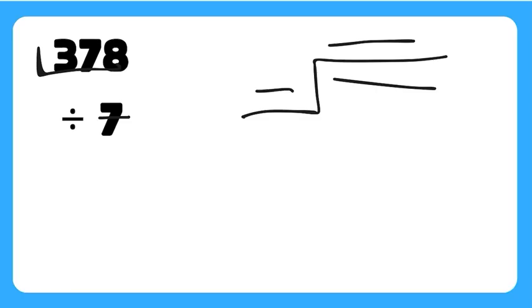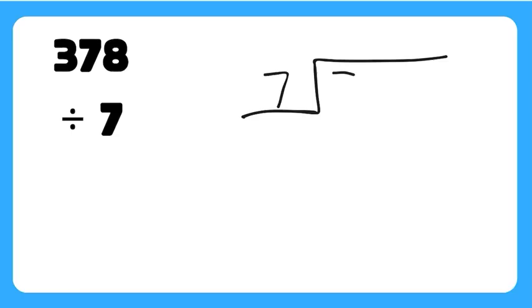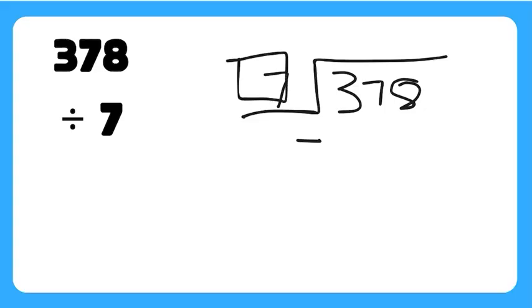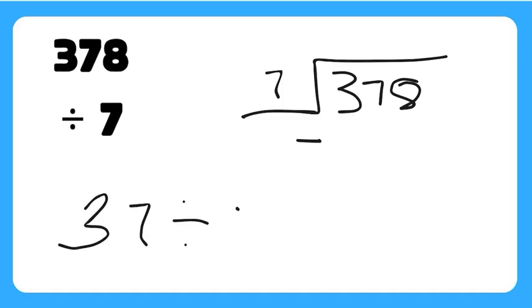Okay, so I'll erase this. So 7 will be written here, 378 here, and as we get the answer it will be written at the top. We will start from the left side. 3 is our first digit, and over here we have 7. 3 is less than 7, so we will use 2 digits, 37. So 37 divided by 7 is going to be the first question.